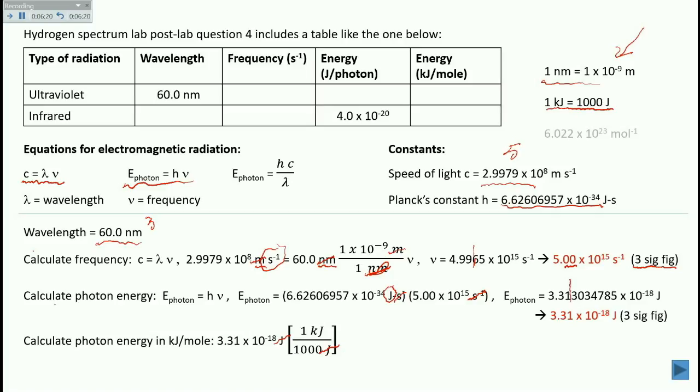Next, I'll multiply by Avogadro's constant. Now, Avogadro's constant is here. Notice that the unit of Avogadro's constant is simply moles to the minus 1. So let's put that in.